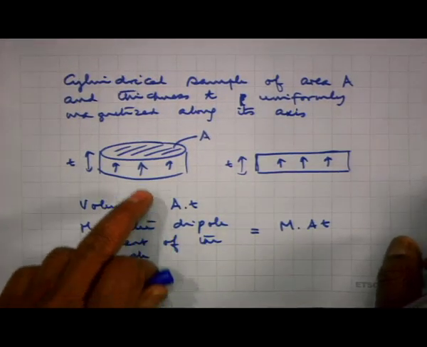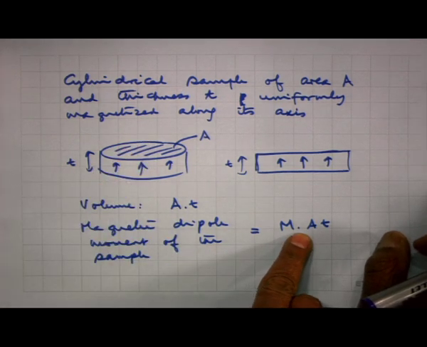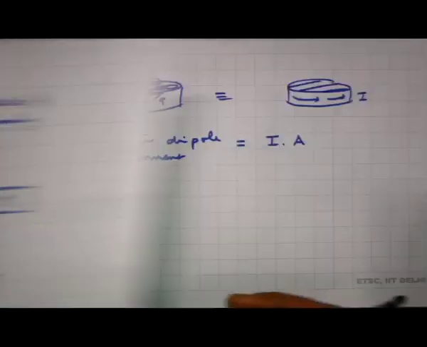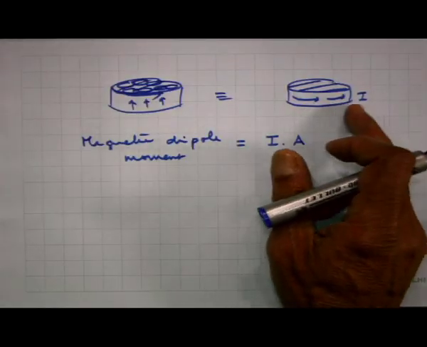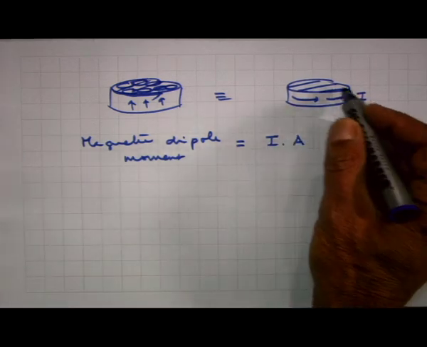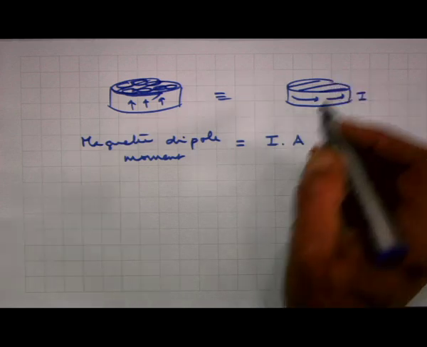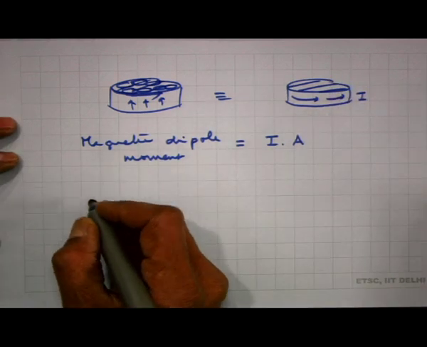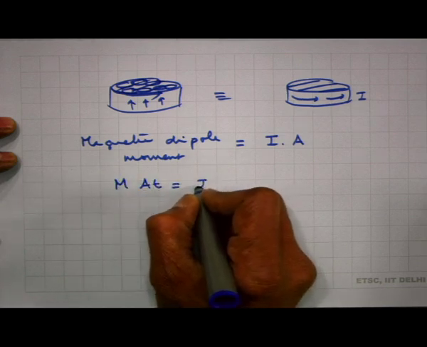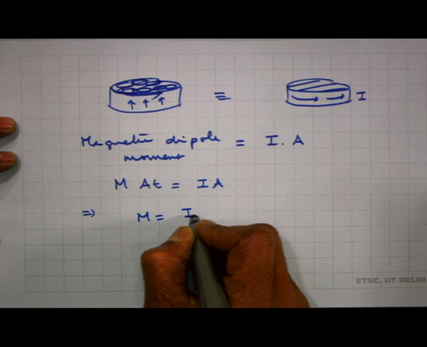The area of the sample is A, magnetization is like this. Magnetization times volume is the magnetic dipole moment. The magnetized sample is equivalent to a surface current flowing like this. Magnetic dipole moment is also the current times the area; the current is flowing like this, area is in this direction here, and so I can equate these two quantities to find out M times A times t must be equal to I times A. This implies magnetization is equal to I by t.